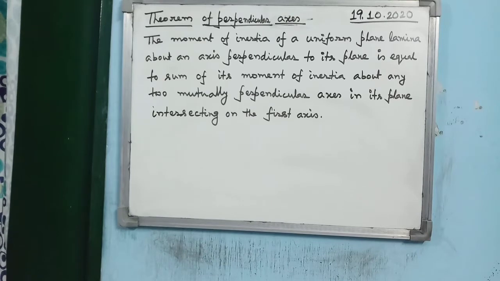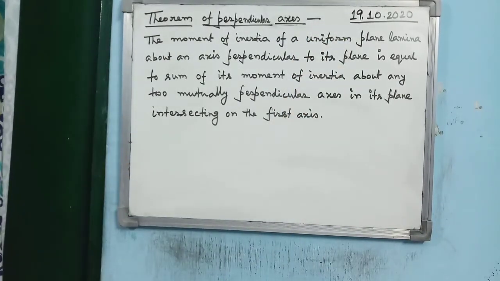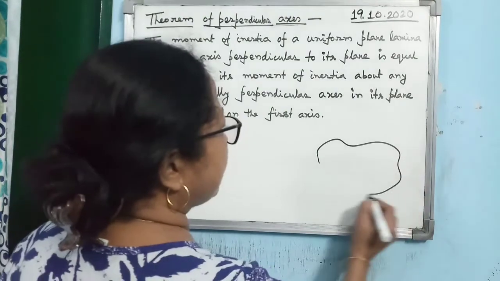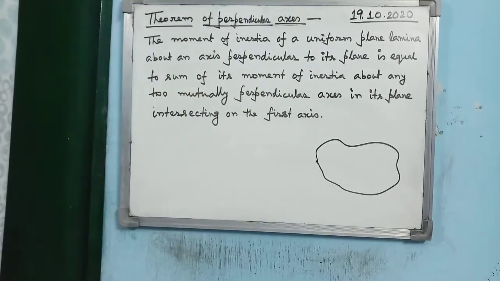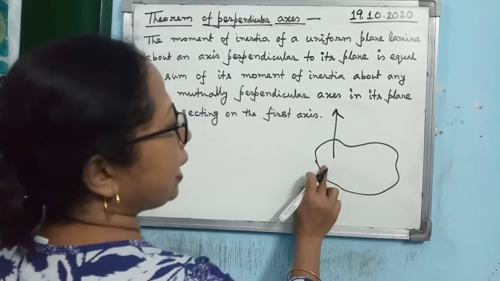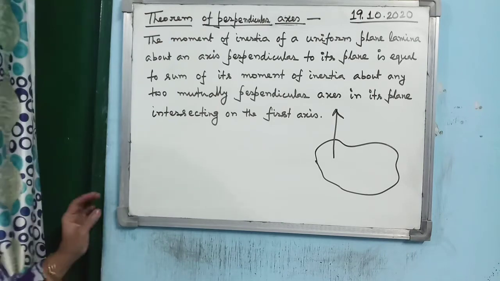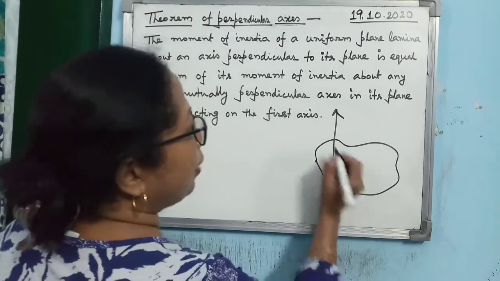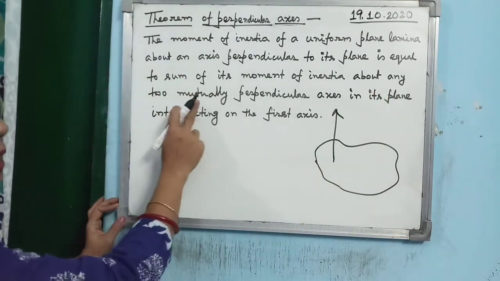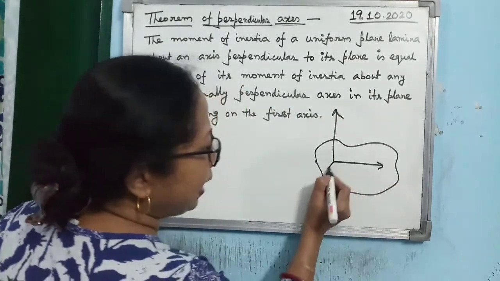Now next is the theorem of perpendicular axis. The theorem of perpendicular axis states that the moment of inertia of a uniform plane lamina about an axis perpendicular to its plane, so you have taken an axis perpendicular to its plane, will be equal to the sum of its moments of inertia about any two mutually perpendicular axes in the plane of the lamina.